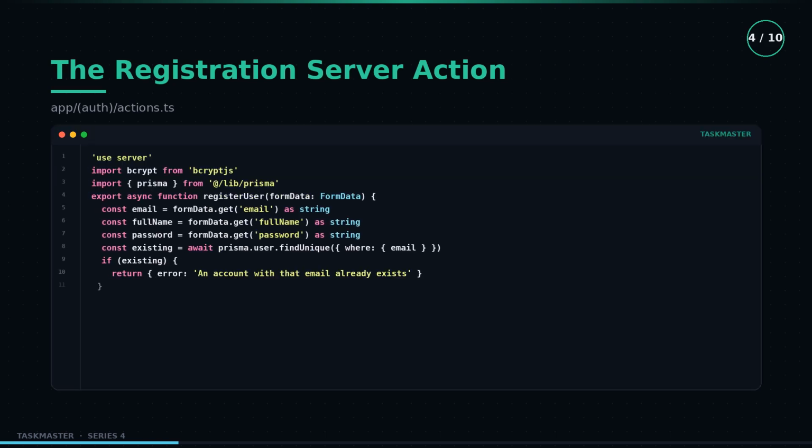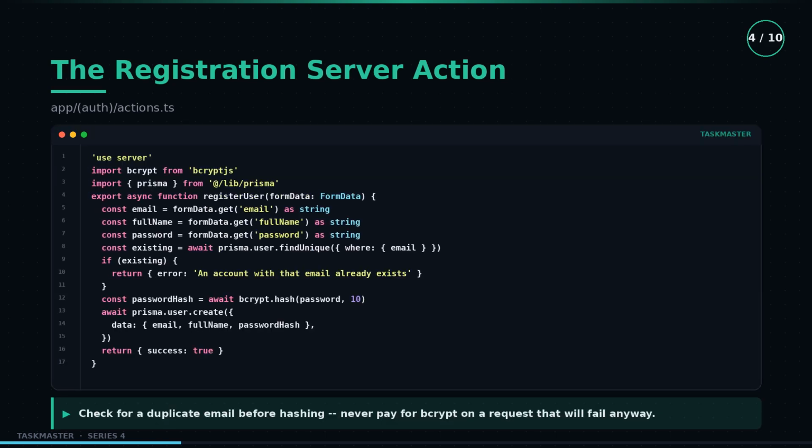Step 1. The registration server action. Create a dedicated actions file for auth-related mutations. app/(auth)/actions.ts. New. Register user server action. signup/page.tsx. New. login/page.tsx. New. Use server. Import bcryptjs. Import prisma from @/lib/prisma. Export async function registerUser(formData).